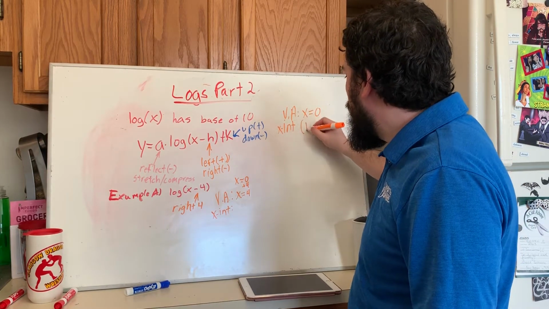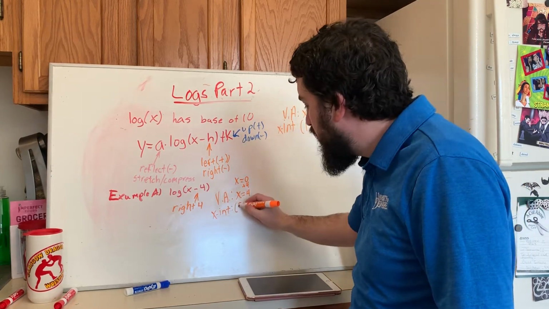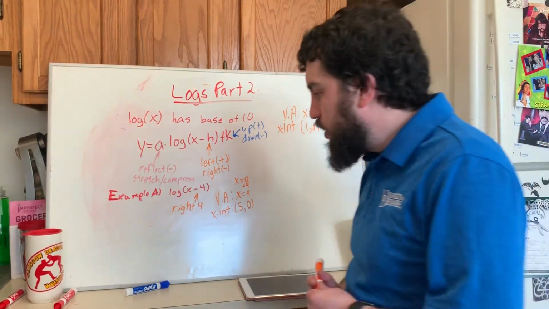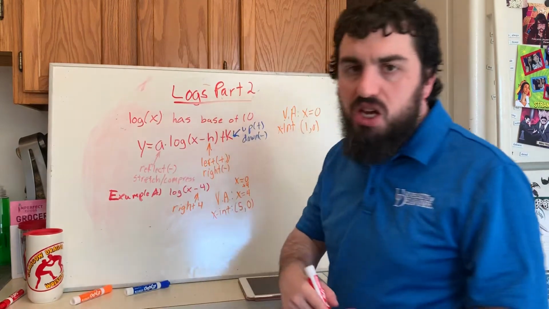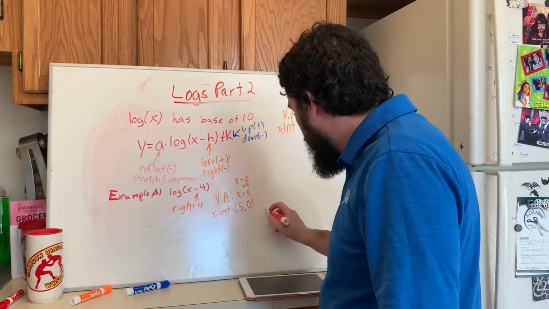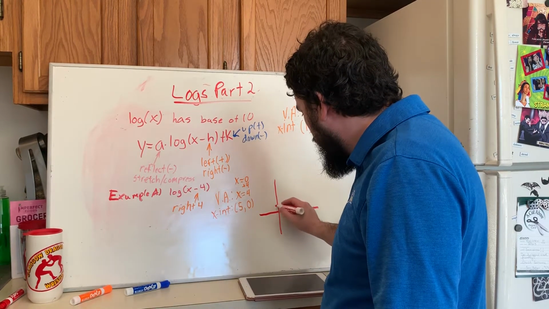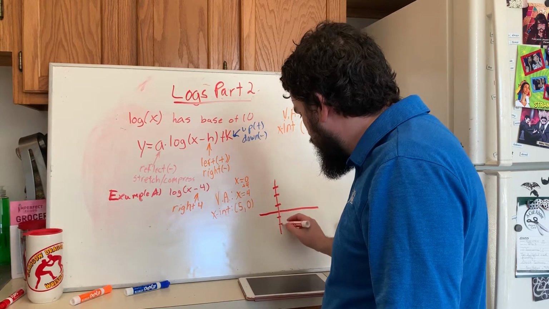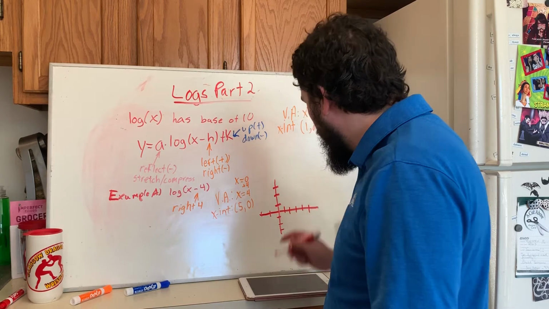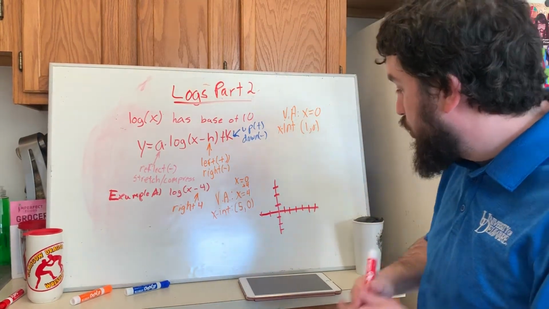The x-intercept defaults to 1, 0, so I need to add 4 to get the point 5, 0. What I'm going to do is draw a rough sketch, add my asymptote, add my point, and draw my curve. I don't have graph paper on here, but it's okay. 1, 2, 3, 1, 2, 3, 1, 2, 3, 4, 5.